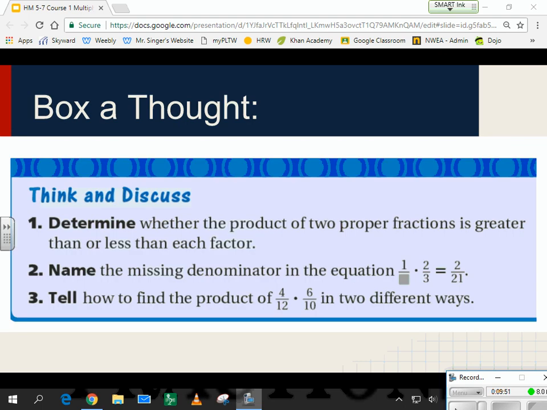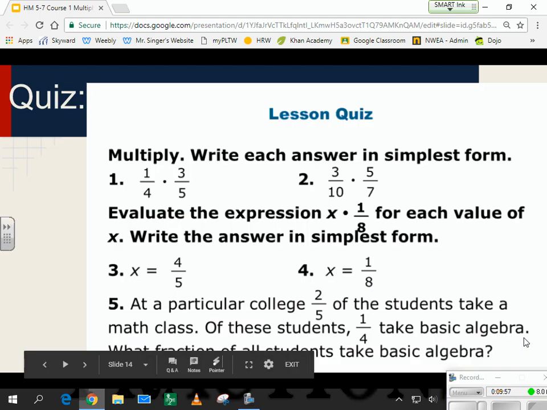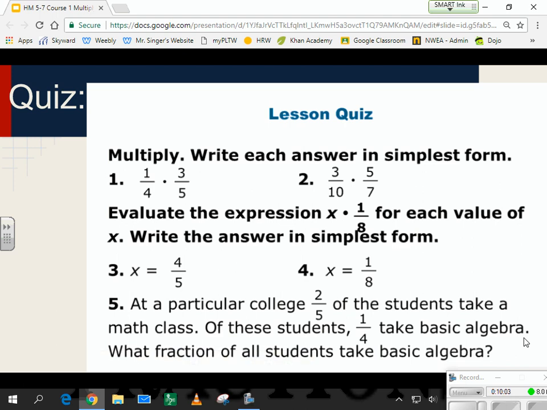All right, you made it to the box of thought. Go ahead and answer these 3 questions as best you can. And here's your quiz. 5 questions I want you to try on your own. Take your time, use some of the little tricks that I've shown you to come up with the right answer.